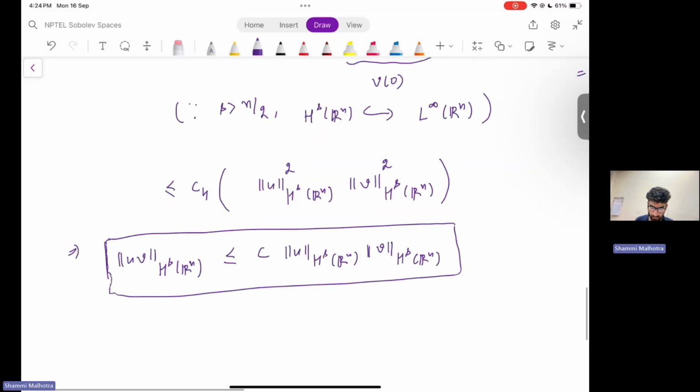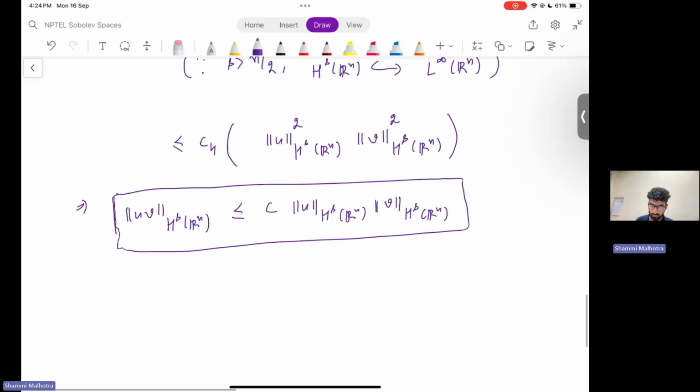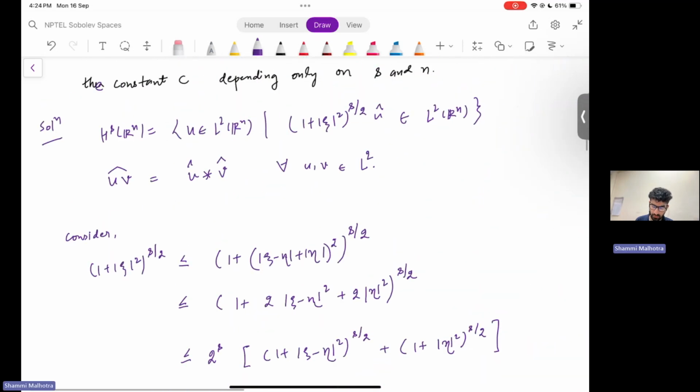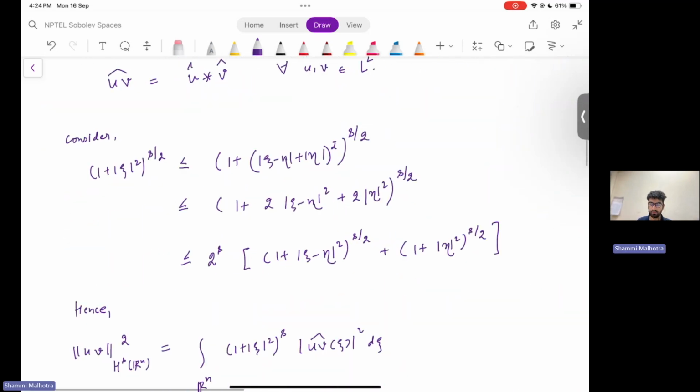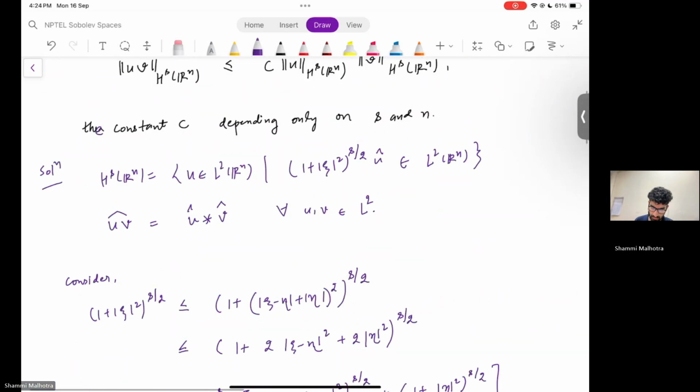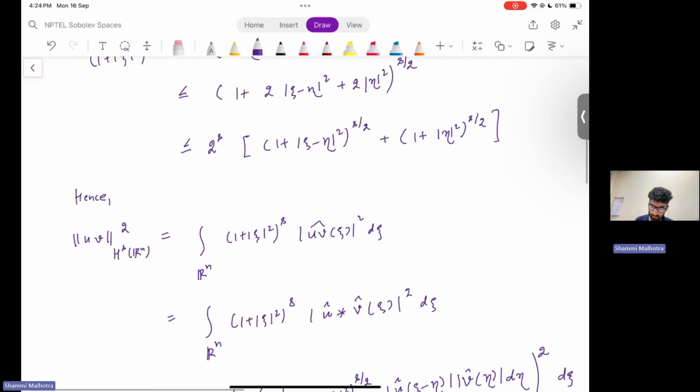Okay, so far so good. So that's how you prove this, and that does not require the density argument. You can directly start with this u and v in H^s(R^n). So yeah, that's how you prove this thing.